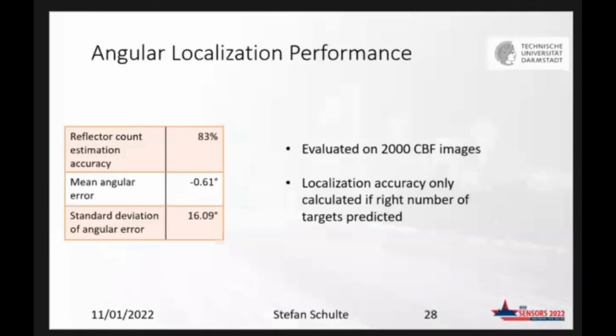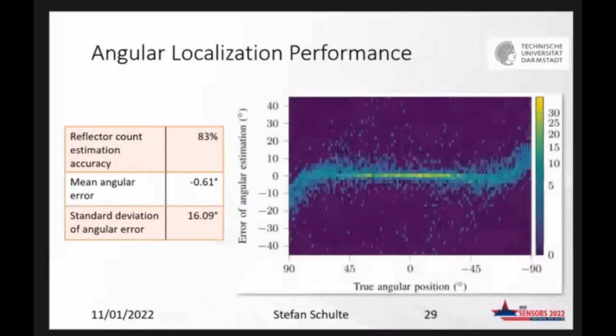Here you can see that in 83% of the cases, the reflector count estimation was correct. And out of these 83% of the images, we then calculated the localization performance, as otherwise it wouldn't make any sense because we would mix up two different types of errors. You can see here the mean angular error is quite nice, but we should improve the standard deviation in future work. And here you can see the distribution of error, which might be interesting, around the angular direction.